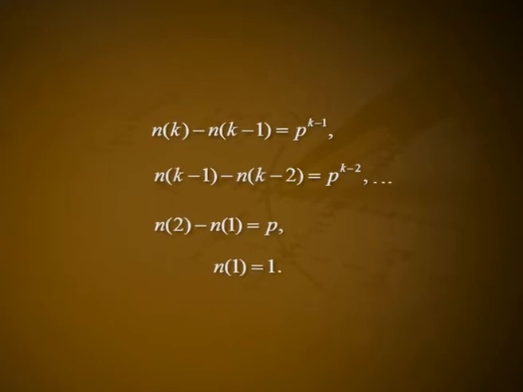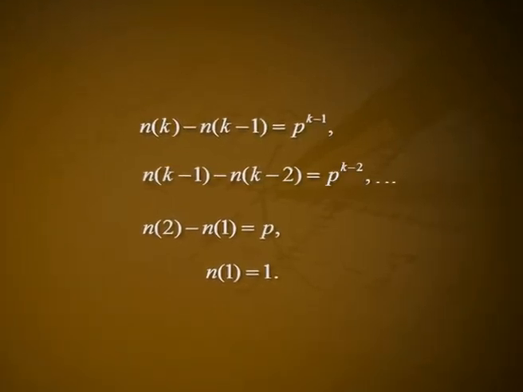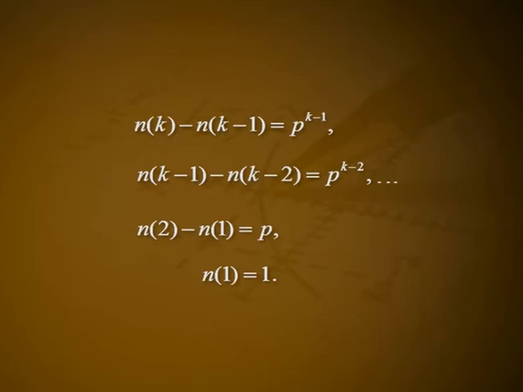But then n(k) is equal to p^(k-1) plus n(k-1). Similarly, n(k-1) is equal to p^(k-2) plus n(k-2) and so on. Write these out as n(k) minus n(k-1) is equal to p^(k-1), n(k-1) minus n(k-2) is equal to p^(k-2), etc., n(2) minus n(1) is equal to p, n(1) is equal to 1. Adding these up with the cross cancellation, we obtain n(k) is equal to 1 plus p plus etc. plus p^(k-1) as desired.